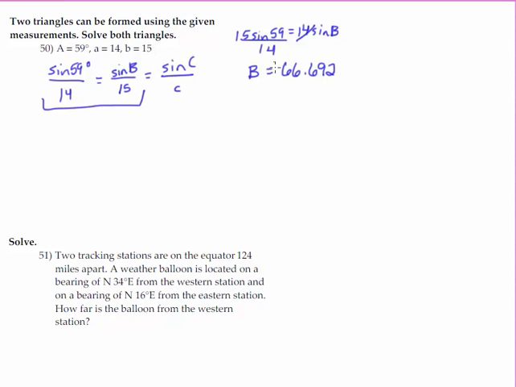Now, this is actually our first angle B. Our second angle B, we're going to get by doing 180 minus what we just got on the calculator. Okay, 180 minus second answer is 113.308. Okay, and that's what B2 is.